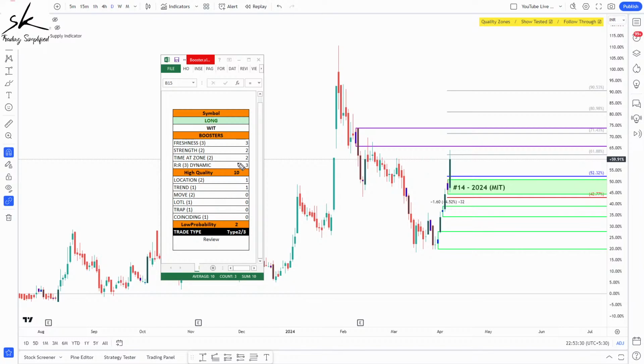But quality scoring means freshness, strength, time at the zone, and the reward to risk ratio on arrival. And based on your personality and style, you can decide what kind of scoring you would like to use for the zones that are qualified for you.